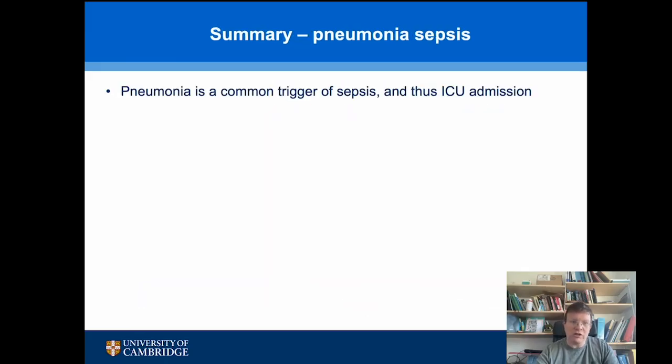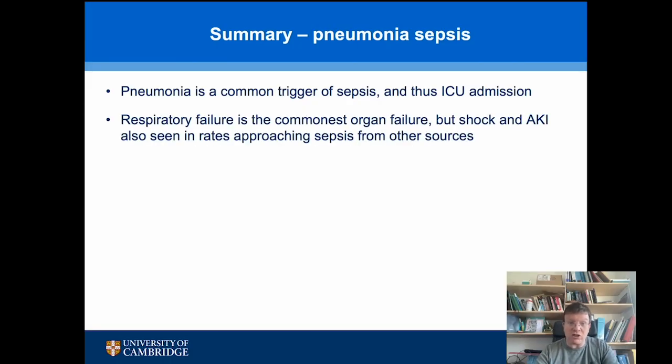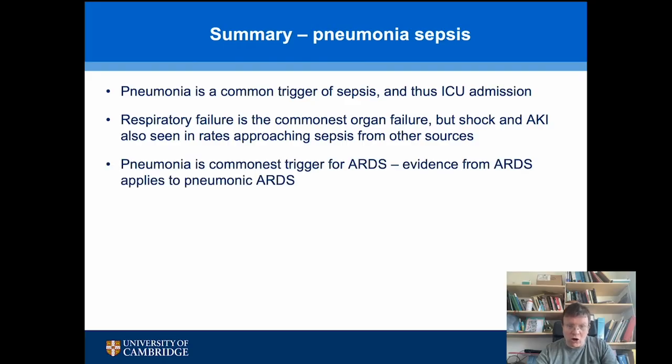So, to summarize, pneumonia is a common trigger of sepsis and thus a common trigger for ICU admission. Respiratory failure is the commonest organ failure, but shock and AKI are seen at rates approaching those from other sources. So pneumonia is a common cause of severe infections and sepsis. It's the commonest trigger for ARDS, and the evidence from ARDS applies to patients with bilateral pneumonia and may also, to some extent, apply to patients with 2-quadrant unilateral infiltrates. However, that remains to be confirmed.